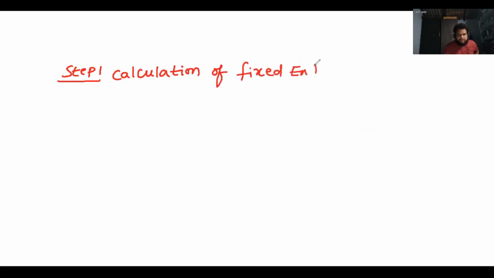Now, what is step one? Step one is the calculation of fixed end moments. That is our usual step. What is the first span? The first span is a cantilever span, span EA.